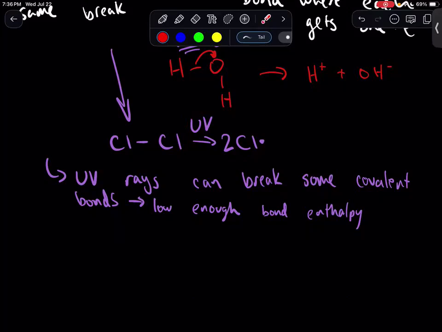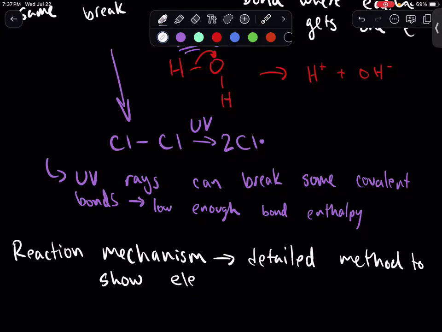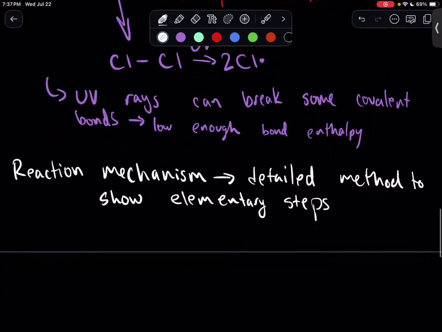So one of the things that the DP requires you to be able to do is actually show this process. So how do we show the process of radicals being formed? Well, we use what's called a reaction mechanism. A reaction mechanism is basically a detailed method to show elementary steps, being the simplest steps of a chemical reaction. We go over that in the HL curriculum, but mostly you just need to know that it is a detailed method to show this chemical reaction.